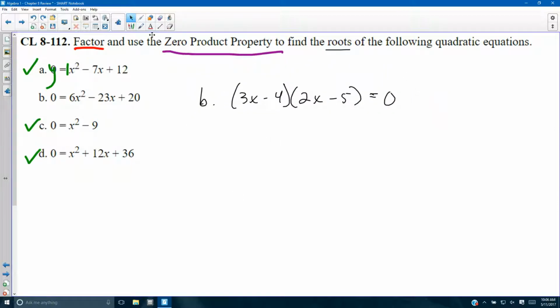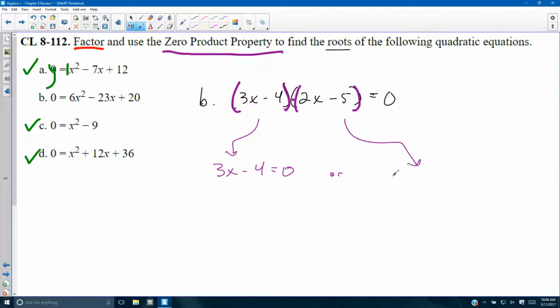Part B. If one thing times another equals 0, this times this equals 0, either 3x minus 4 equals 0, or 2x minus 5 equals 0. Now, what values of x do you have to use here? See, these numbers get a little astray. They're a little different. They're not integers.